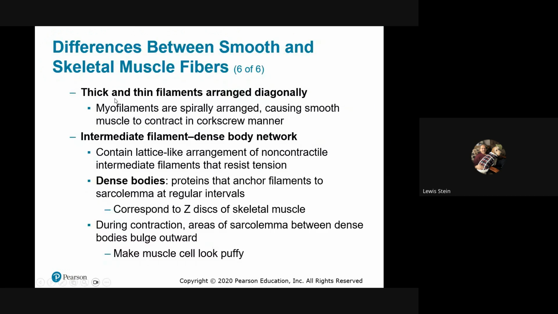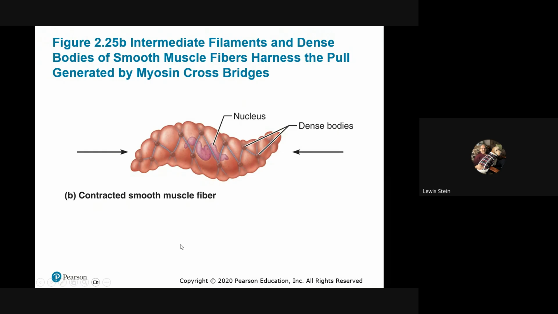So the thick and thin filaments that you're seeing are arranged spirally. So the muscle contracts in a corkscrew manner. Twists like that. The intermediate filaments and dense bodies are lattice-like. They're non-contractile, but they give it its shape. The dense bodies anchor them, corresponding to the Z discs. So the sarcolemma between dense bodies bulges outward. It kind of widens in the middle.